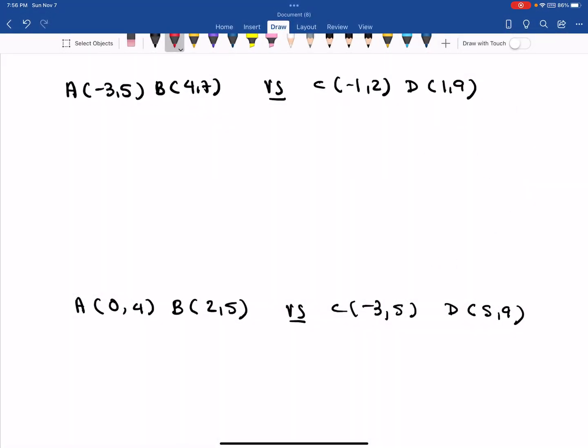Okay, so by now we know how to get the slope from 2 points. So 2 points will form one line, and then over here as well, 2 points will form one line. Now, there are 3 cases.